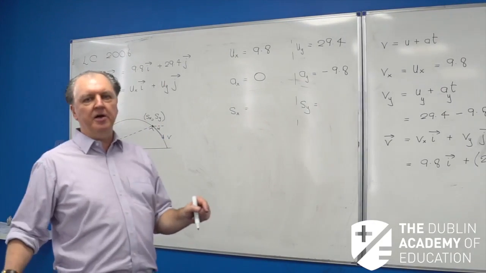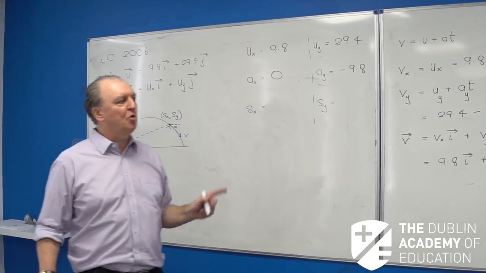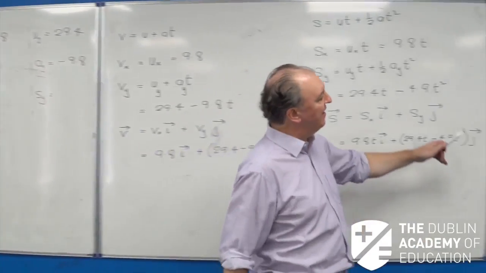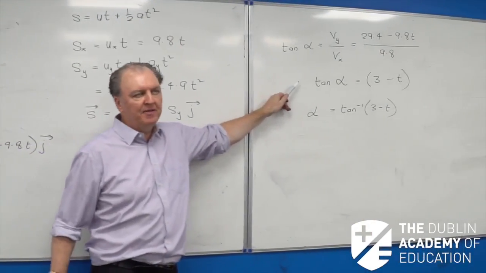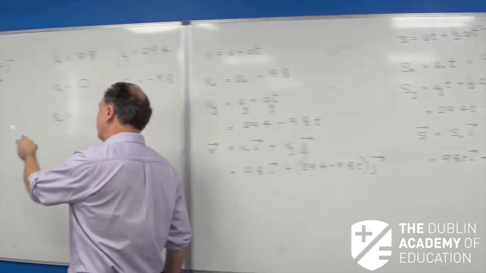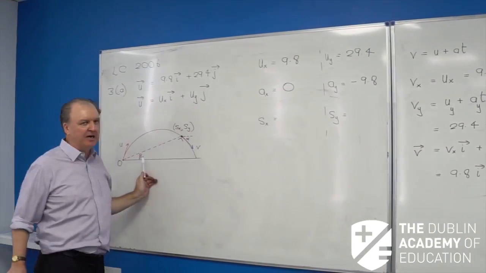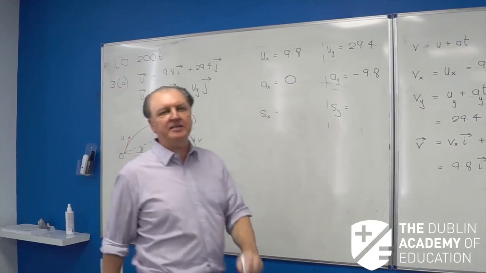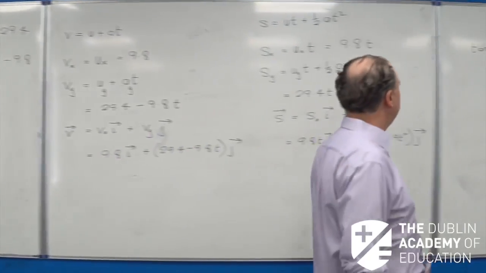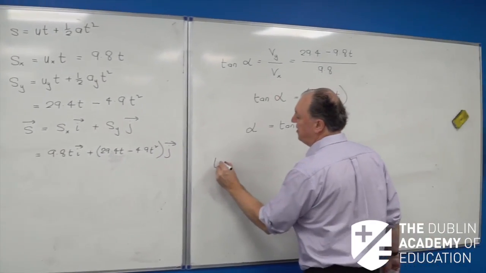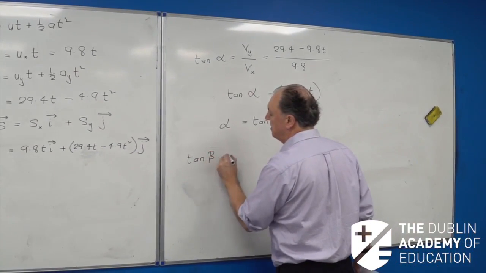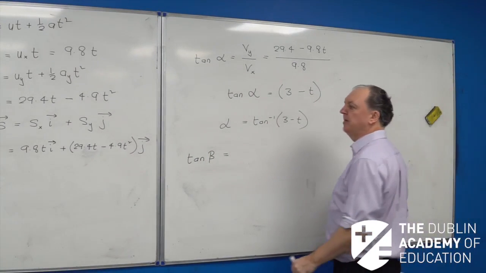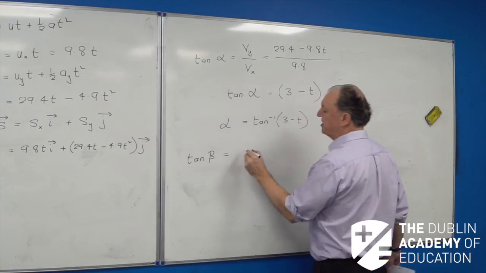Well, you know what we're going to use here? We're going to use slopes. Because the one thing about tan alpha is that it's the slope of that blue vector, and tan beta is the slope of that broken line there. So let me find tan beta. Tan beta is to do with the displacement vector. Tan beta will be Sy divided by Sx.